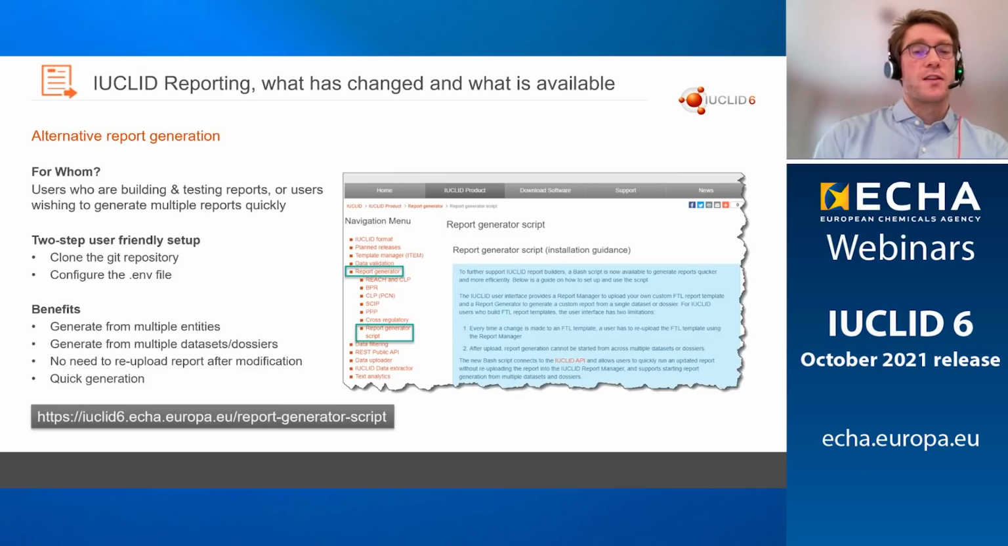As I said, you can find more information about this on the Euclid reports page under report generator script. If you have any further questions on this, or if there's anything we're not explaining properly, please let us know again through the ECHA help desk.